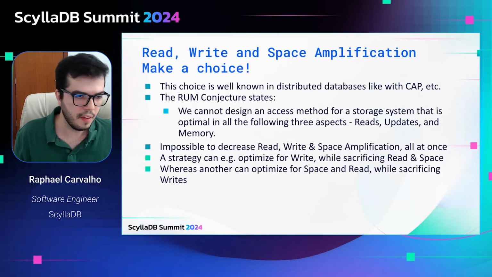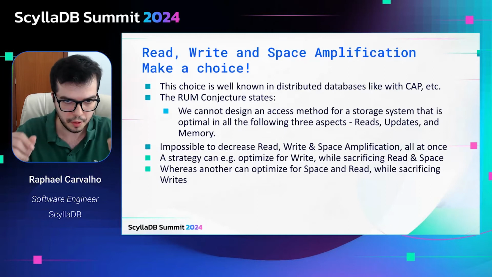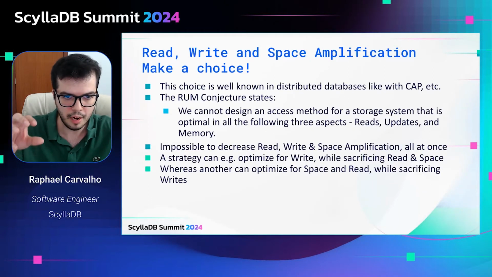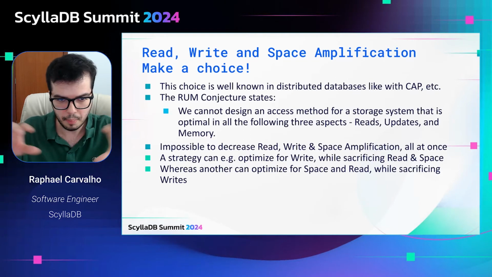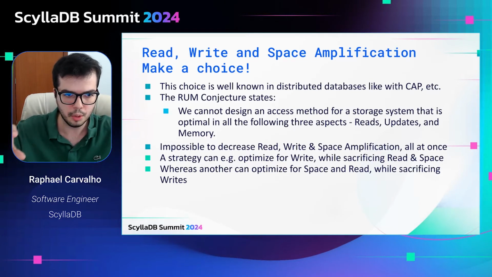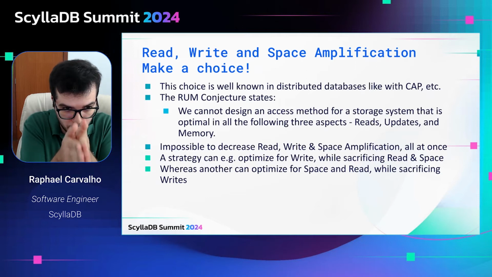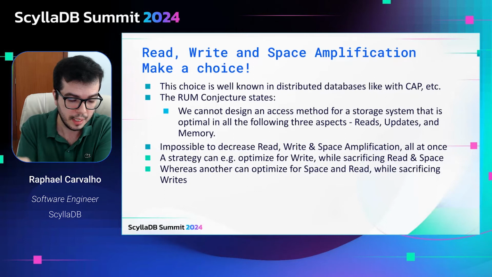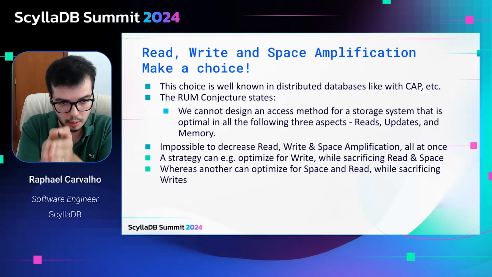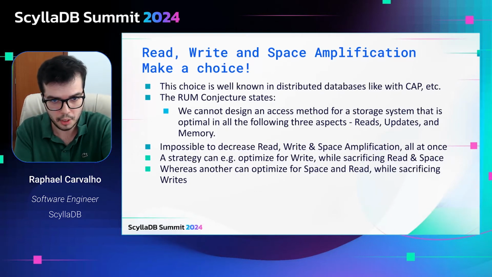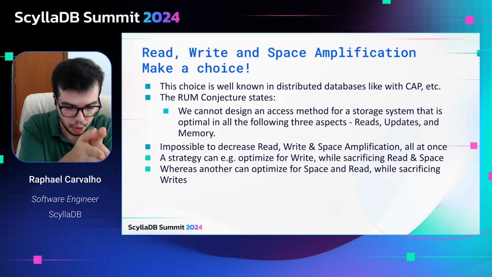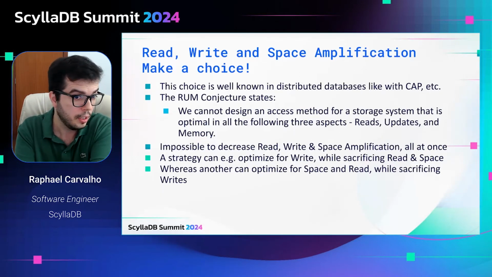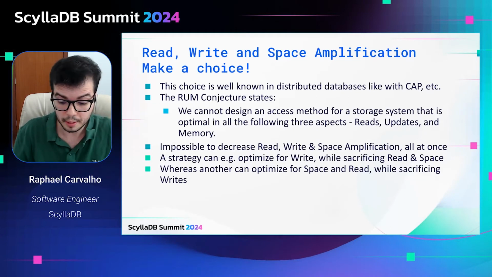So with read, write, and space amplification, you have to make a choice. There is no perfect compaction strategy which is good for every single use case. It's about trade-offs. It's impossible to decrease read, write, and space amplification all at once. For example, we have size-tiered compaction strategy. It optimizes for write, but it sacrifices read and space. It introduced a new problem, which is read and space. And leveled compaction strategy came in later in order to fix this problem, but it sacrificed write performance.